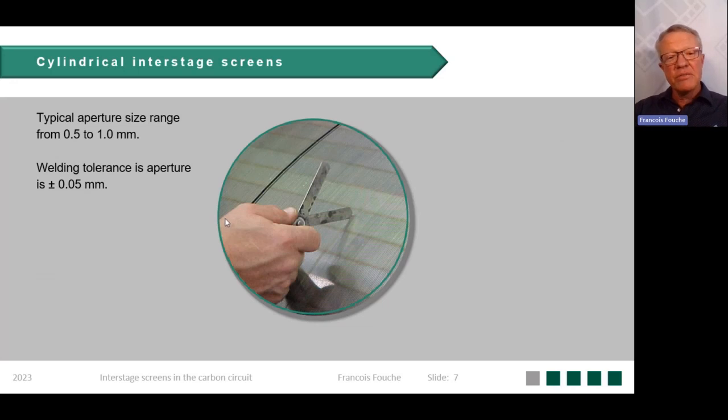Carbon is an expensive commodity, even more so if you consider that it's loaded with gold up to 50,000 grams per ton of carbon. And therefore, it's important to exercise tight control on the aperture sizes on these cylinders. We are able to supply cylinders where the tolerance is 0.05 of a millimeter, that's 50 microns plus minus.